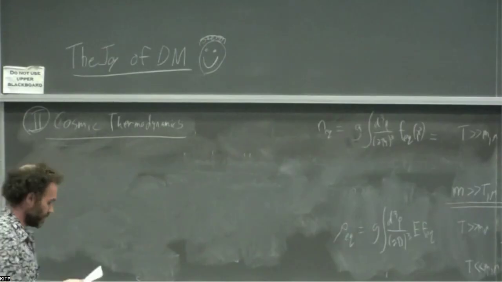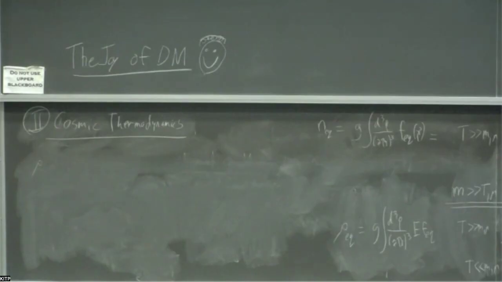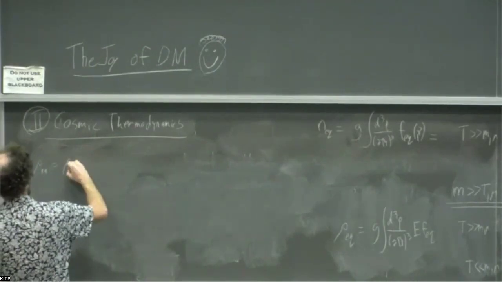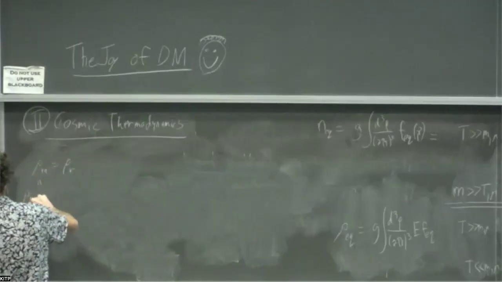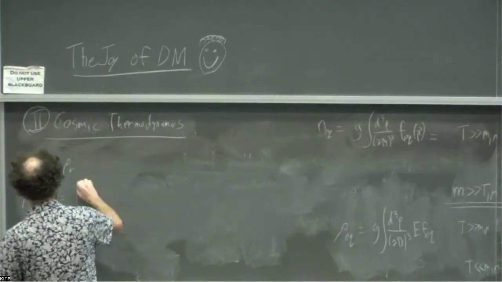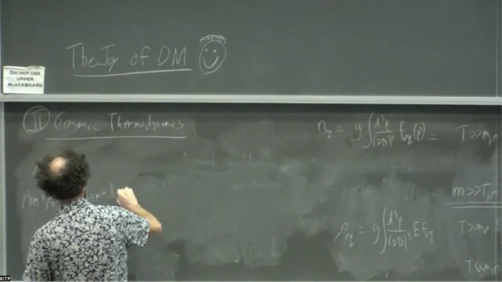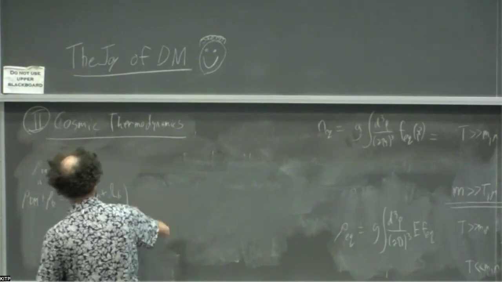And my favorite way of thinking about this is that the observed temperature of matter radiation equality we can think of as an observation of the amount of dark matter. This is when the energy density of matter is equal to the energy density of radiation. This is the energy density of dark matter plus the energy density of baryons, which I can write like this.